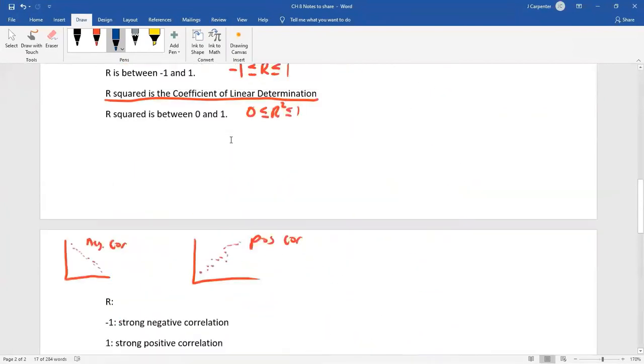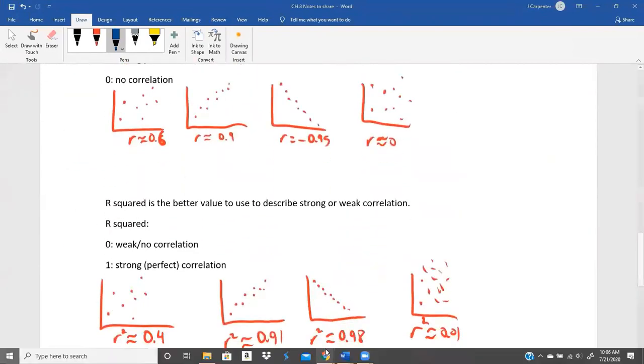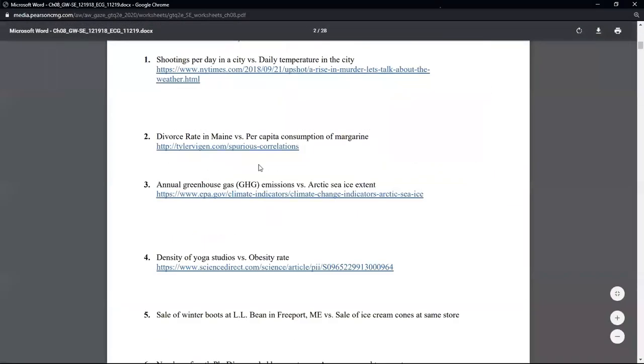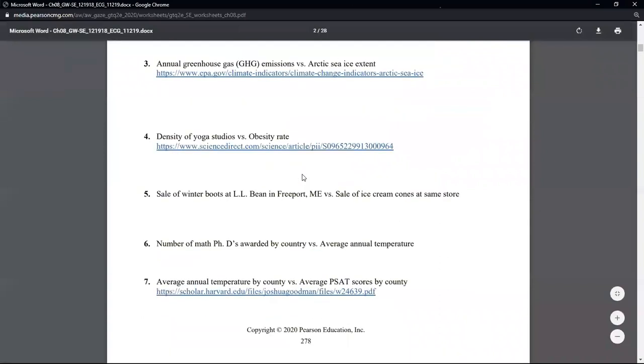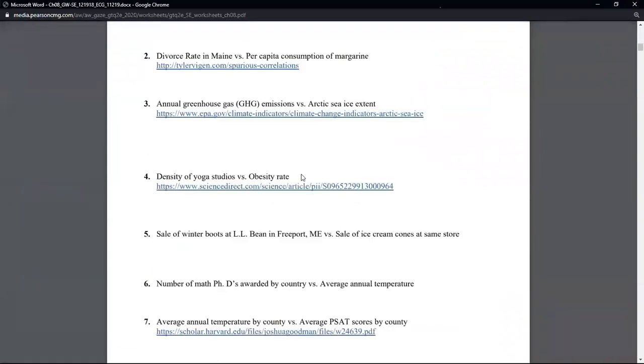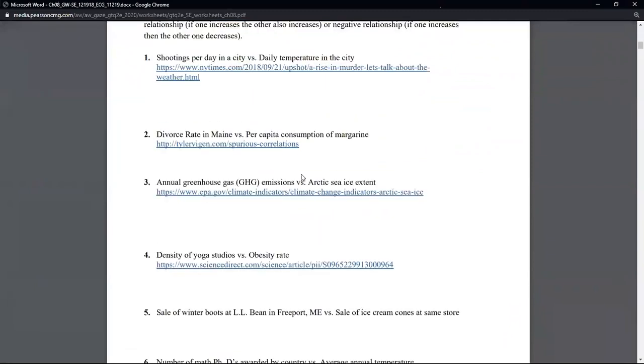And that's it for the notes in 8.1 and 8.3. Pretty short sections in terms of notes. Let's go to the guided worksheets. This one on page 278. Please, on your own time, check this one out. This one's really, really cool.